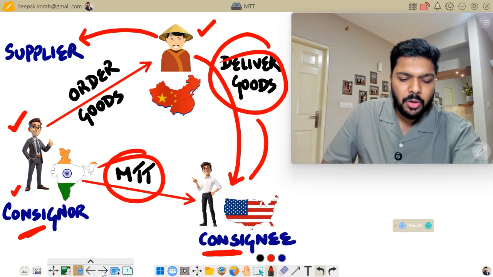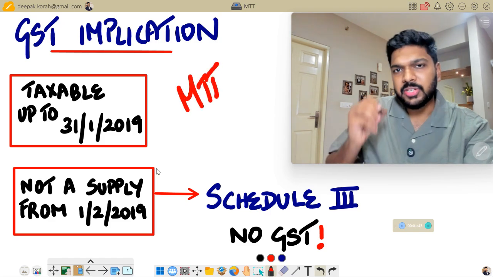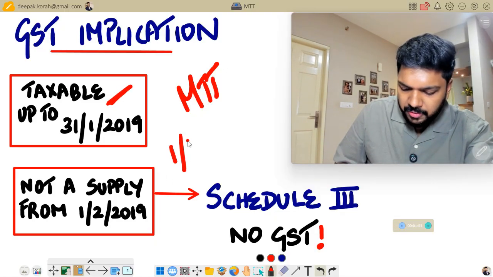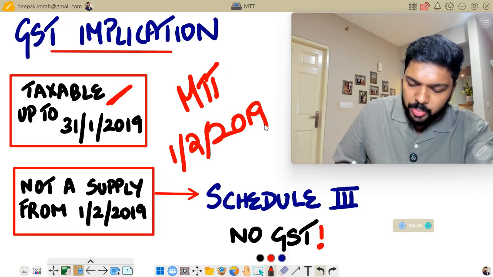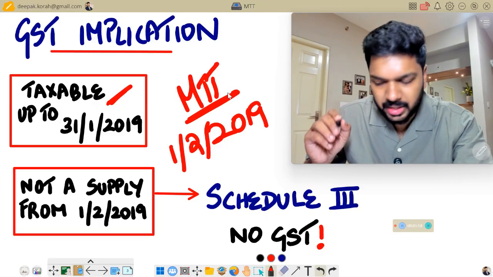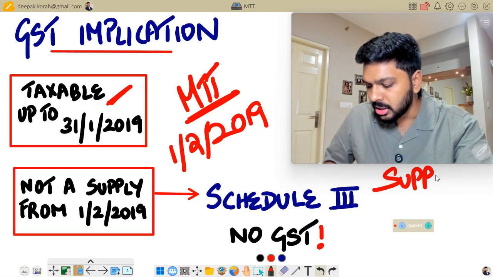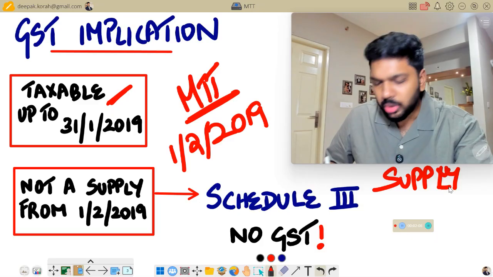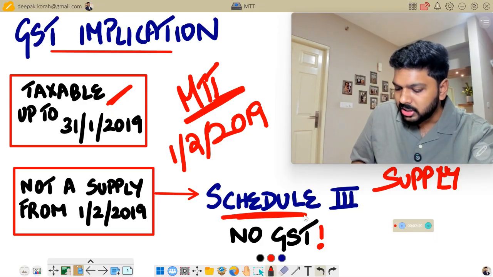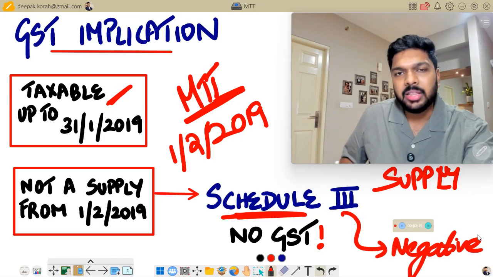Coming to the implication of GST. Well, on all MTT transactions up to 31st of Jan 2019, GST was very well leviable and taxable. But from 1st of Feb 2019, the government removed the MTT transaction from the scope of supply itself. Now, for any GST to be levied, there should be a supply of goods or services or both. So what the government did is, they inserted merchant trade transactions under Schedule 3, which is basically the negative list containing items which are not even in the scope of supply.